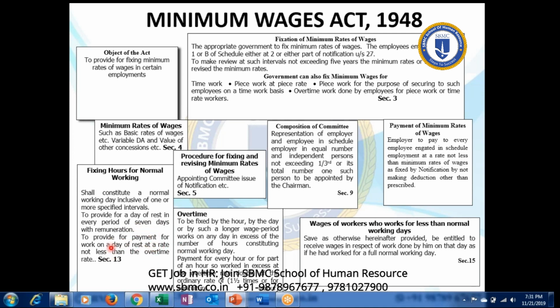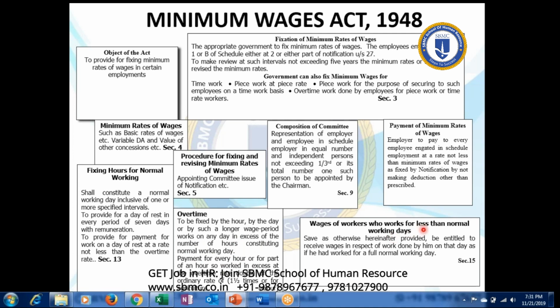And to provide a payment for the work for the day for the rest also. You have to provide the payment for the day of rest, and overtime to be fixed by the hour, by the day, such as the longer wage period. It is twice the rate, but in agriculture it is one and a half times of the agriculture labor. It's double the rate in excess of the overtime. Overtime means working beyond 8 hours.